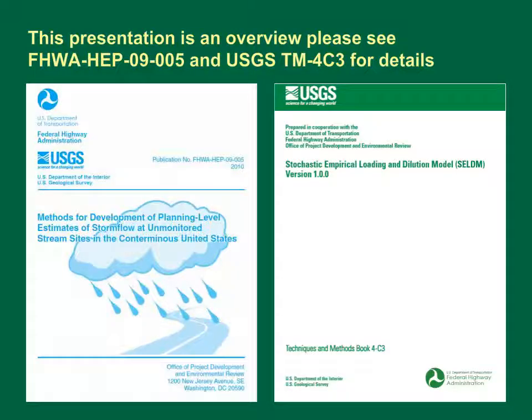This presentation is a brief overview of the technical details for estimating and using total impervious area values for runoff quality analyses. Please see the SELDM Storm Flow Report, FHWA HEP 09005, and the SELDM Manual, USGS Techniques and Methods Report 4C3 for details. Appendix 6 in the SELDM Storm Flow Report, titled Overview of Methods Used to Estimate Imperviousness in a Drainage Basin, provides detailed descriptions with references to the literature.